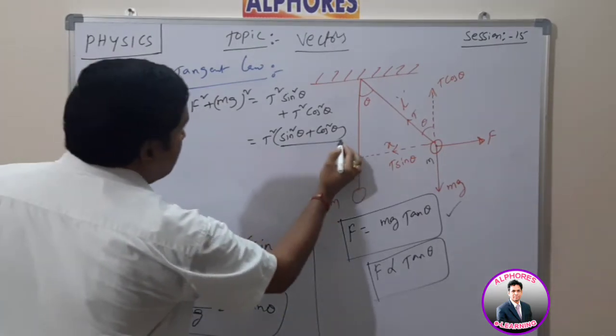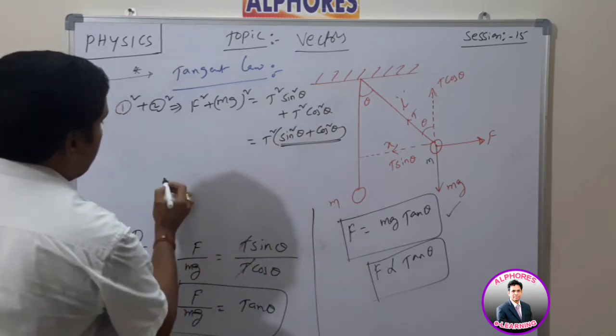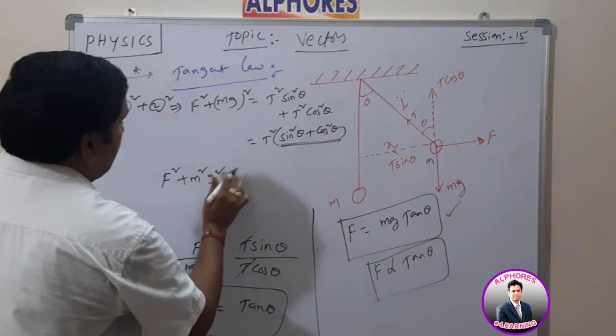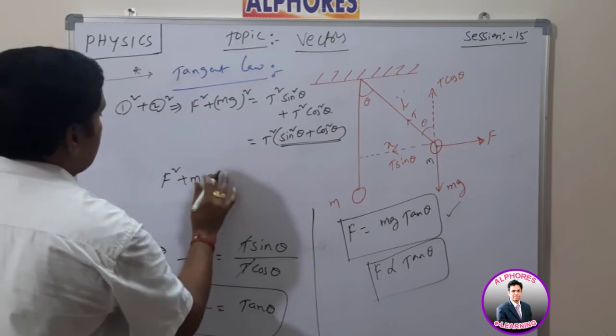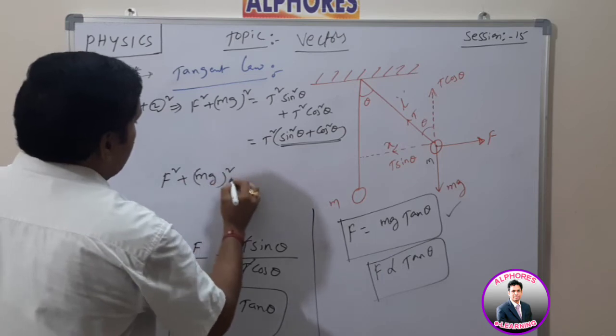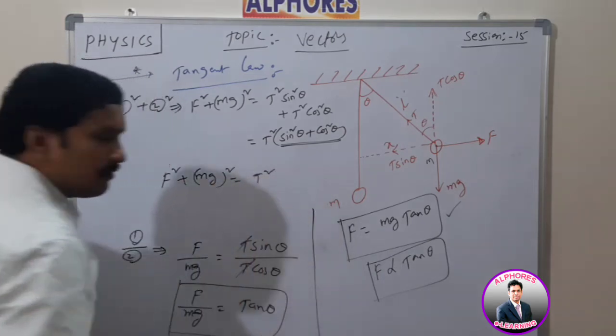Yeah, sin square theta plus cos square theta is equal to 1. That means here, what happens to this value? F square plus m square g square, or mg whole square. F square plus mg whole square, which is equal to T square.